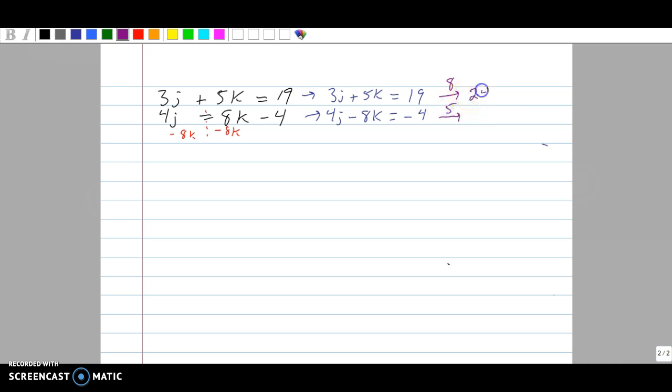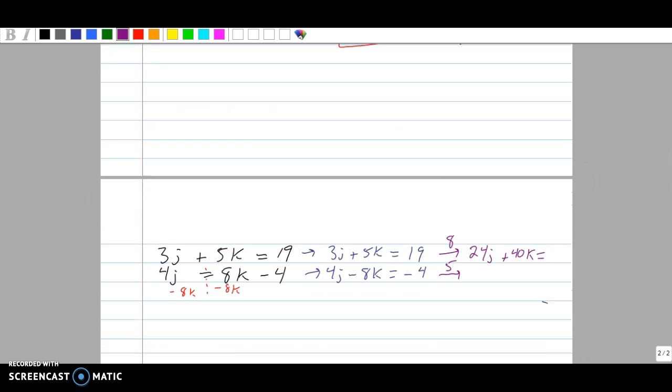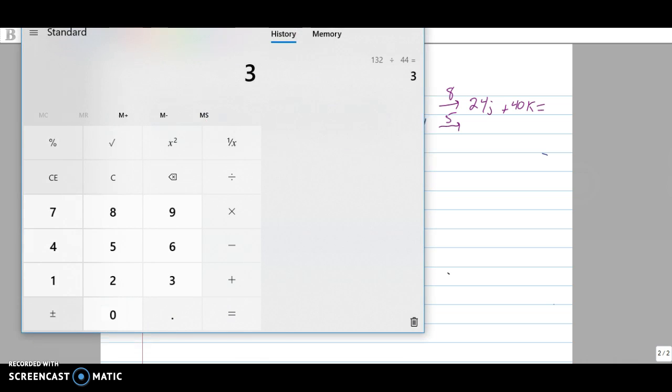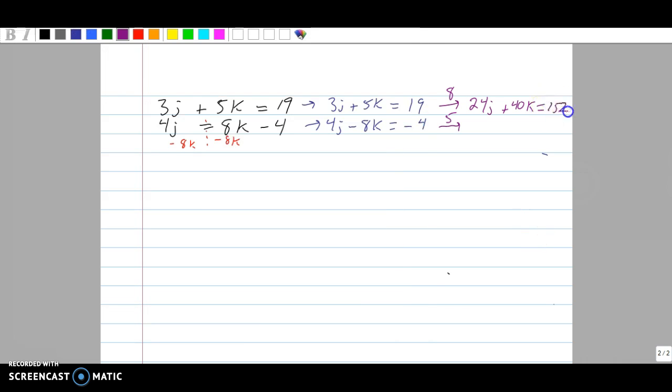And we're going to have 24j plus 40k is equal to, you might want a calculator for this. I'll tell you what, it keeps moving on me. How about this? What is 19 times 8? 152. Got some big stuff here. Then the bottom, we're going to multiply everybody by 5, so it's going to be 20j minus 40k is equal to negative 20. All right, so then we're going to add this up.